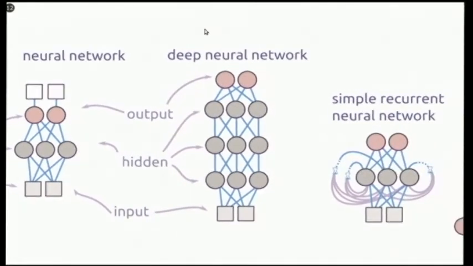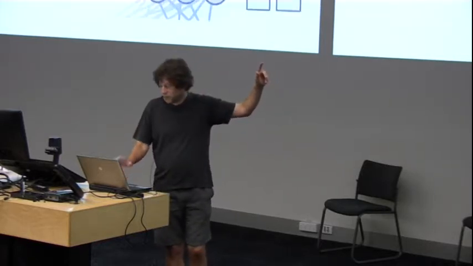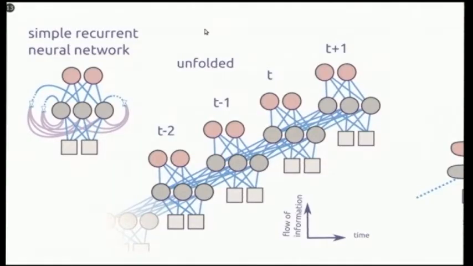A recurrent neural network is a neural network where the inputs from the hidden layer from the previous generation comes around and goes in as extra inputs. Now, I won't try and explain that picture because it's impossible. I'll just go to this one, which is that one unfolded in time. So time flows this way, information flows that way.